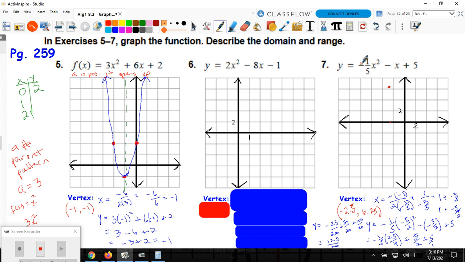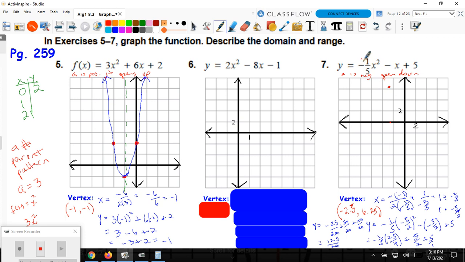And because this is negative, so since our A number here, our A is negative, it's going to open down. So it's opening down because A is negative. -1/5 in front of your x squared, that's your A number. So we know it's going to open down from here.